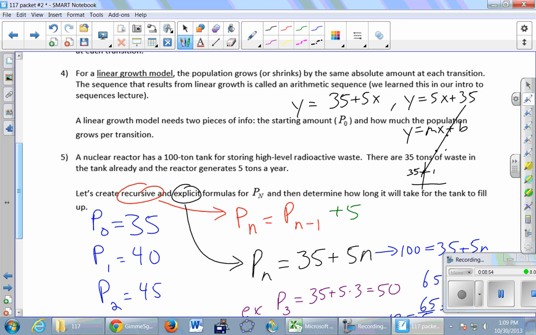Okay, so we needed 2 pieces of info. We needed the starting amount, which was 35, and then we needed how much the population grows by per transition. So a linear growth model is one where we keep adding the same amount over and over again. In this problem, it was 5. Next class, we're going to talk not about adding the same amount every time, but multiplying by the same amount. Maybe multiply by 2 every time.